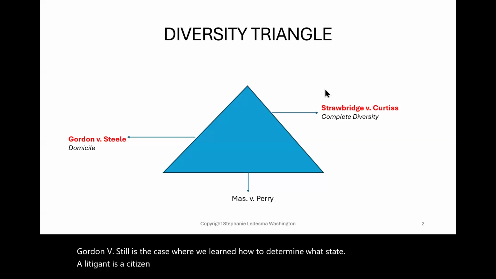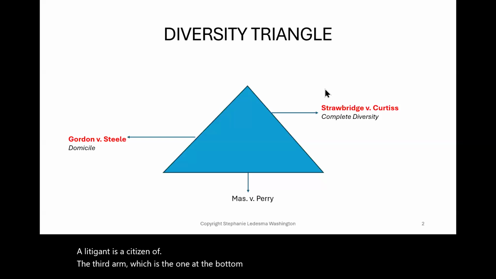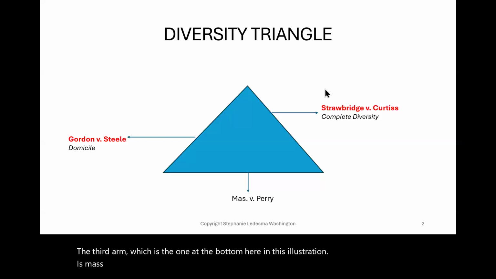citizen of. The third arm, which is the one at the bottom here in this illustration, is Moss v. Perry, where we will see how arm one, complete diversity, and arm two, domicile, come together, are affirmed, and are morphed to include the amount in controversy.